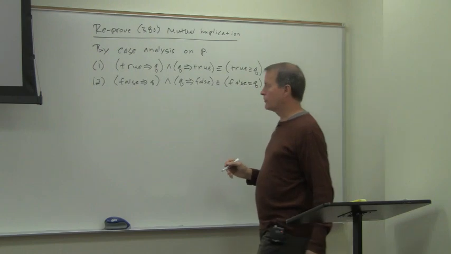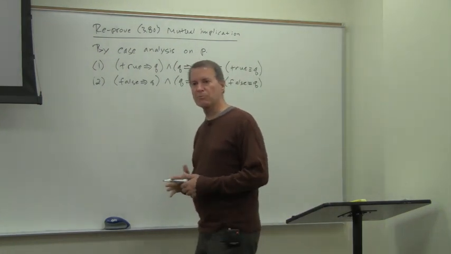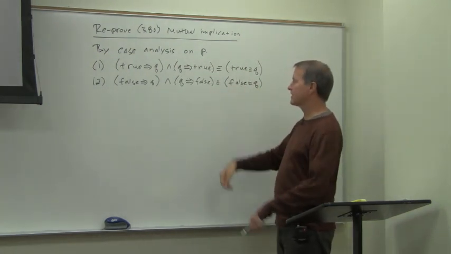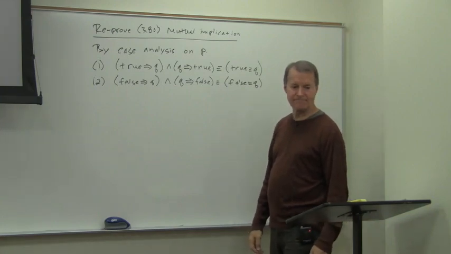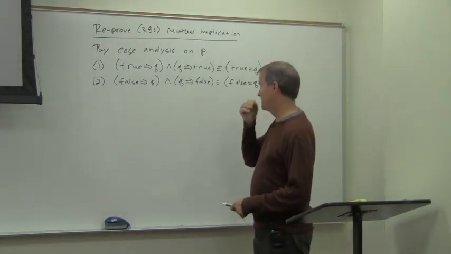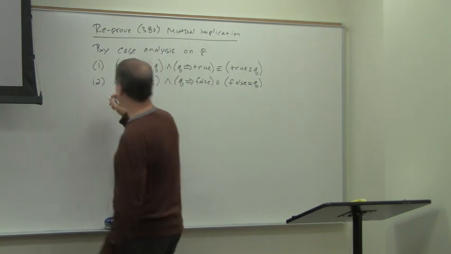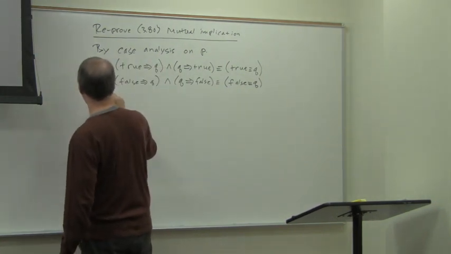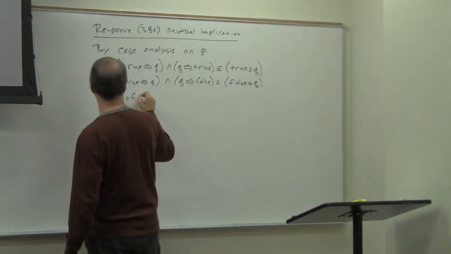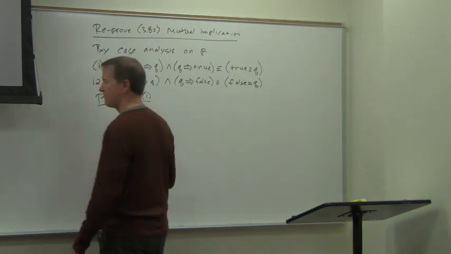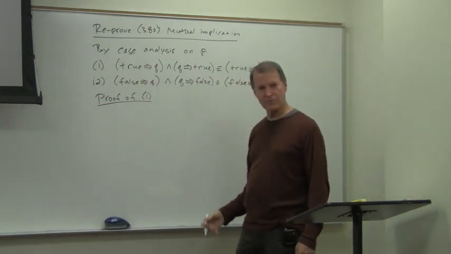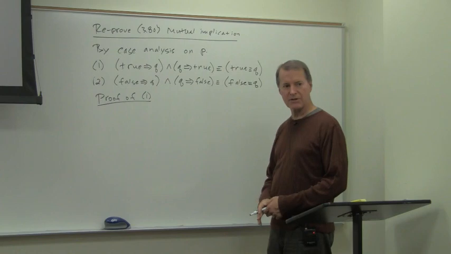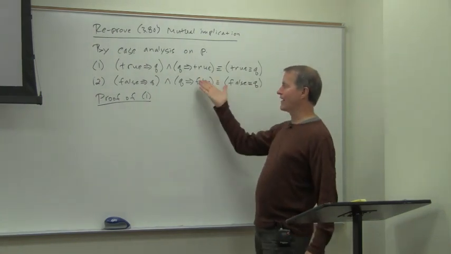And now you prove each one of these separately. And you can prove each one of these separately using whatever technique you want. So we say proof of 1. And then we'll do a proof of 2. We have to do 2 subproofs. So how would you prove 1?